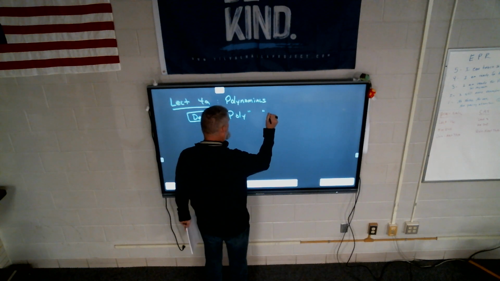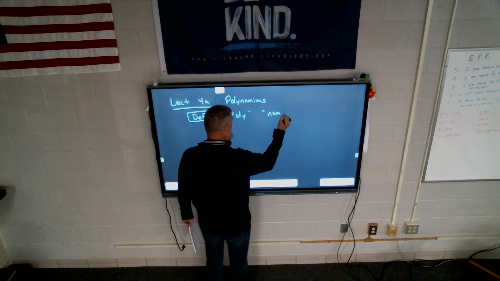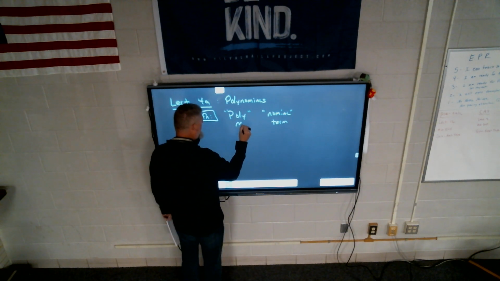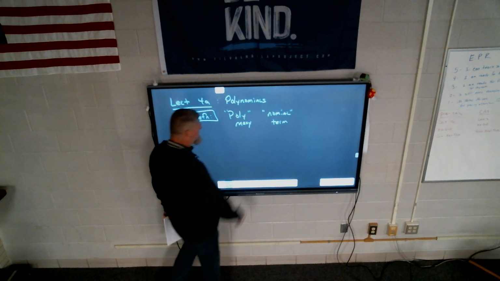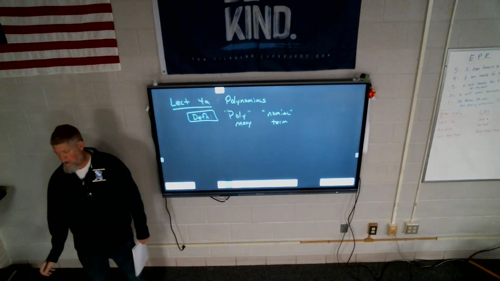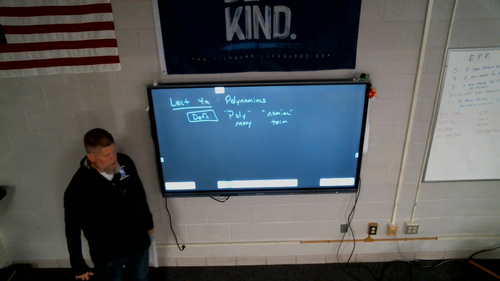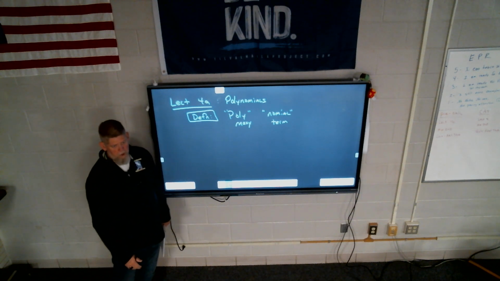So nomial is just a fancy word for term. So polynomial is just many terms. And from our definition today, what separates terms? Addition, subtraction. So it could be lots of them.